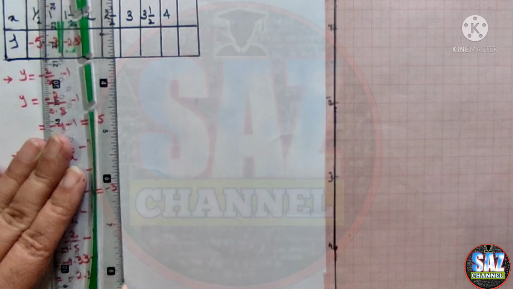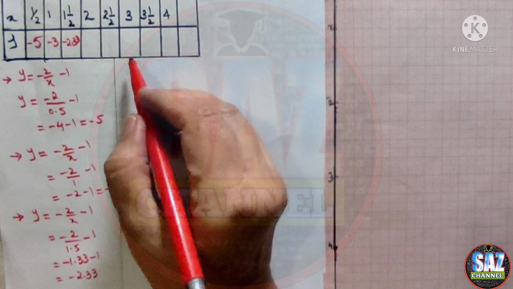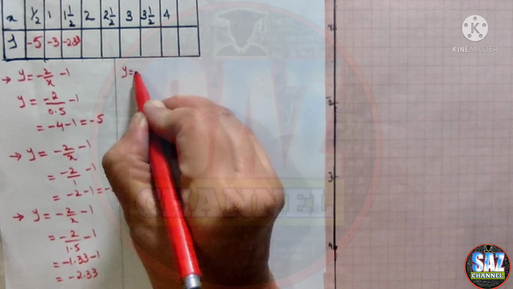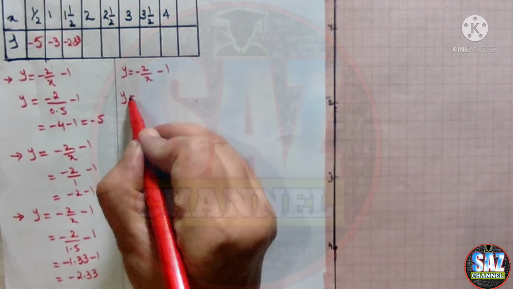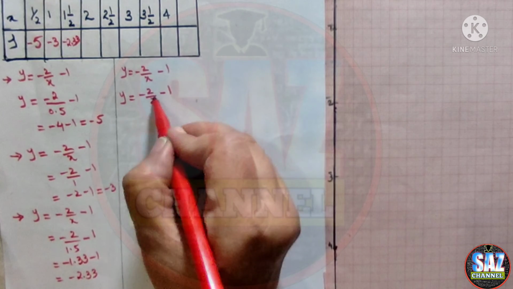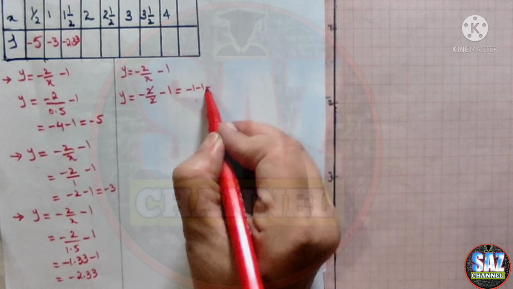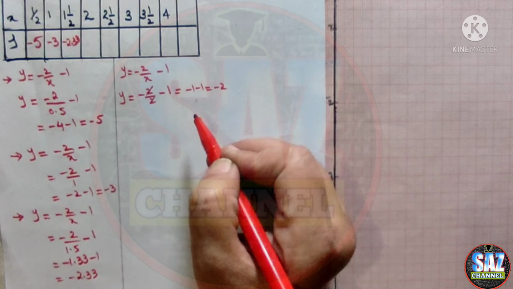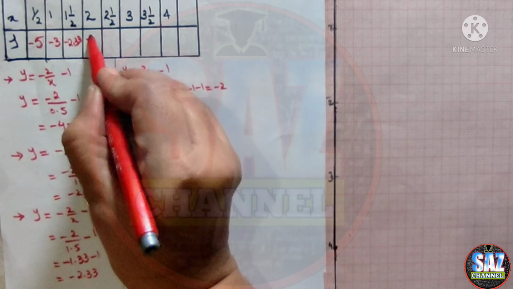This goes with this, and now for x equals 2, y equals minus 2 by x minus 1, y equals minus 2 by 2 minus 1. This goes with this, and I'm left with minus 1, which gives minus 2. For x equals 2, y is minus 2.